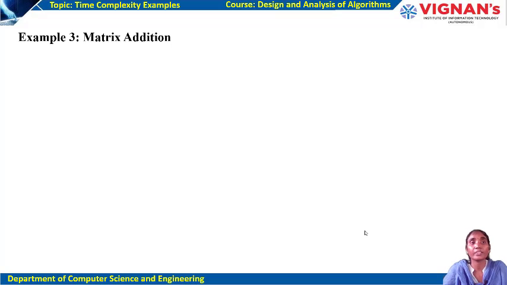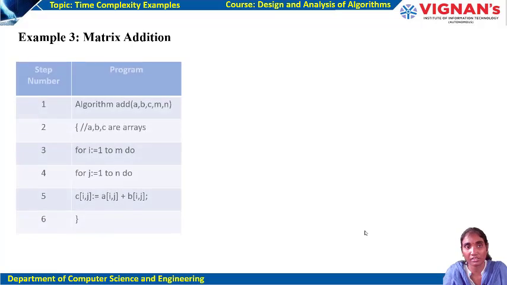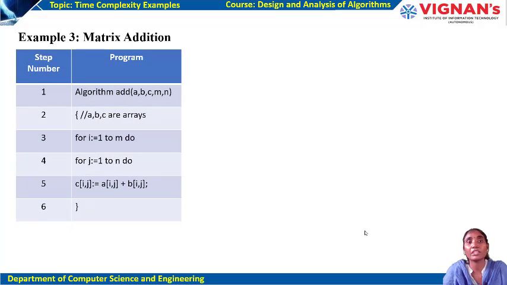Now let's see the next one, which is matrix addition, the addition of two matrices. Here A, B, C: A and B are the input matrices, and C is the resultant matrix, which stores the addition of the two matrices. M comma N is the order of the given matrix. While performing addition, the order of both matrices should be the same, so M comma N is the same for both.